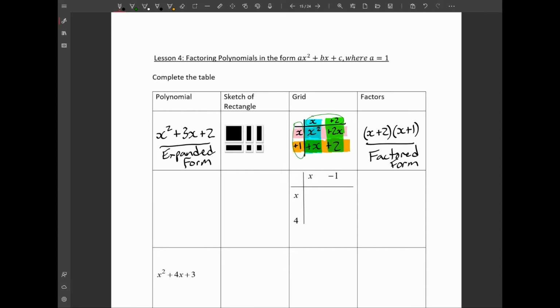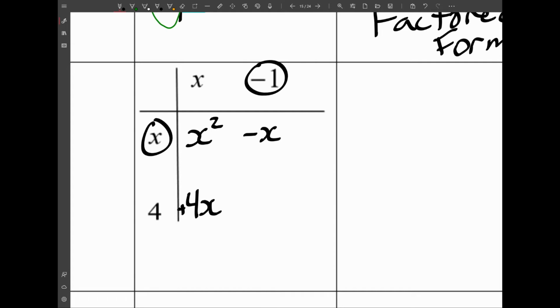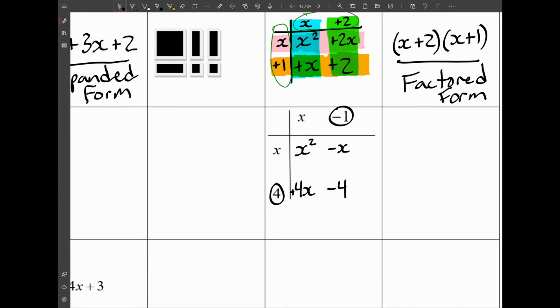Okay, well, let's try another one. Here, we're given the grid. So now what we're going to do is multiply using our usual multiplication method. So x times x in this little grid space right here is going to be x squared. Then I'll do x times 4. So in this grid, we're going to get 4x, specifically positive 4x. Now let's multiply the negative 1. So negative 1 times x is going to be negative x, and negative 1 times 4 is going to be minus 4. Okay?